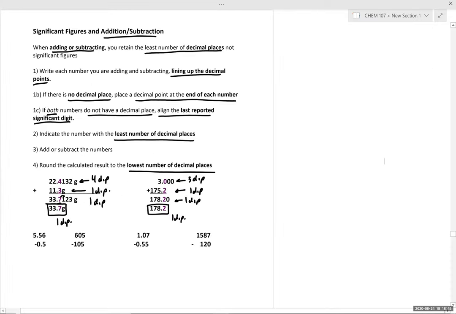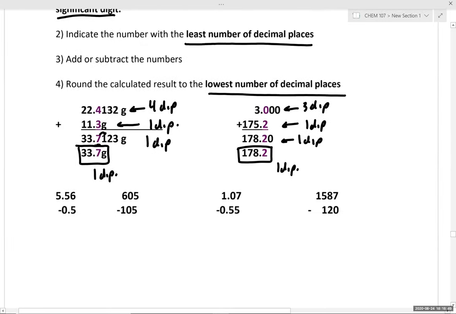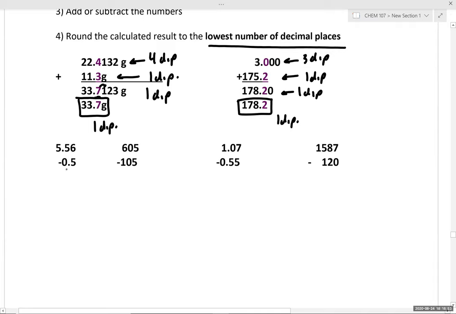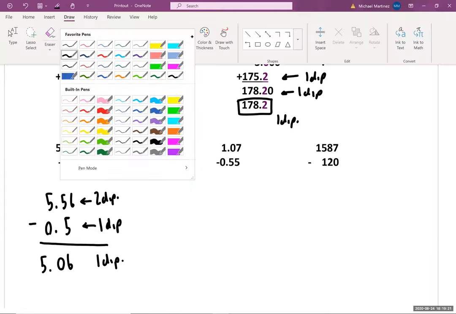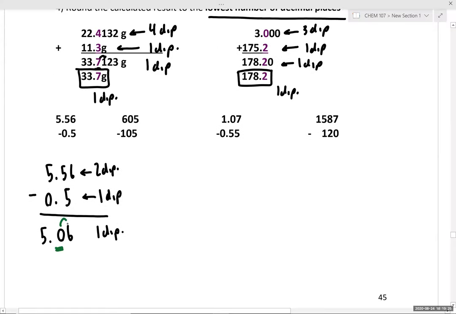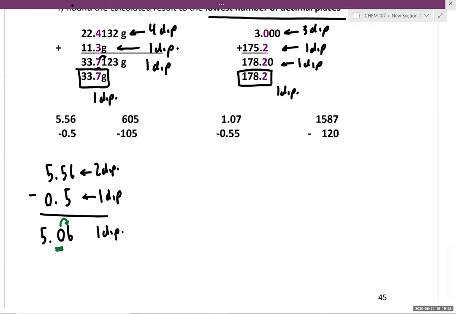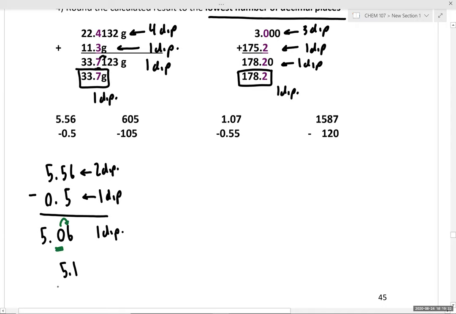So, let's do some representative examples. For example, we have 5.56 minus 0.5. Okay, I line up my decimal point and then I count decimal places. I see 2 decimal places in 5.56, 1 decimal place in 0.5. So then my final answer should have 1 decimal place. I end up with 5.06, and now I have to round to 1 decimal place. I highlight my 0, I look 1 space to the right, and I see 6 is greater than 5, so I round up. That in turn gives me 5.1.